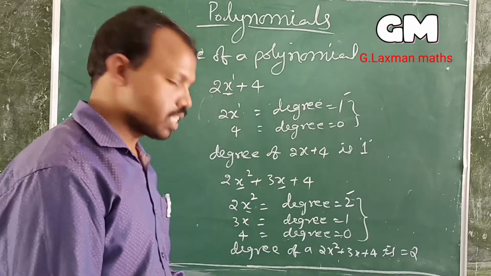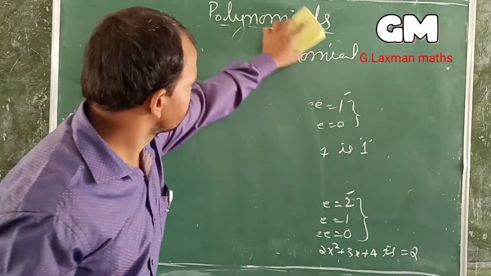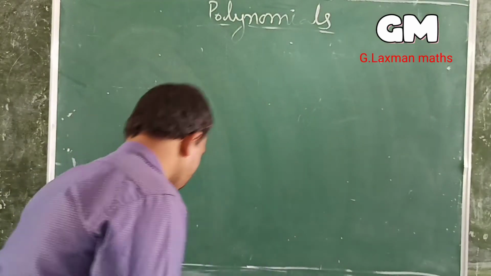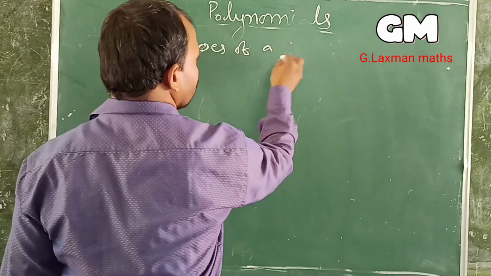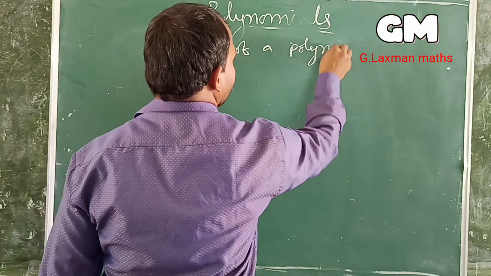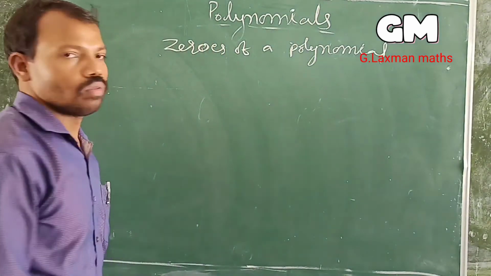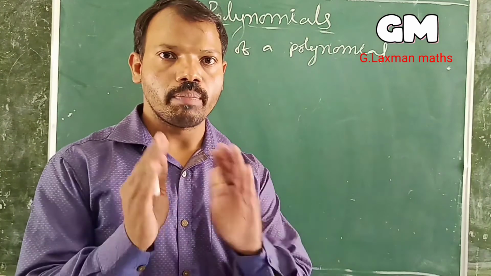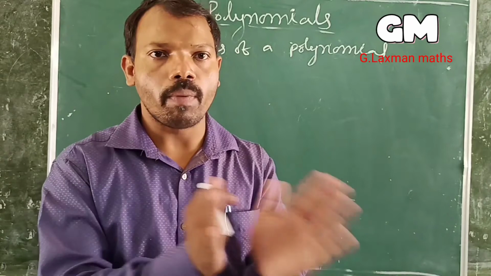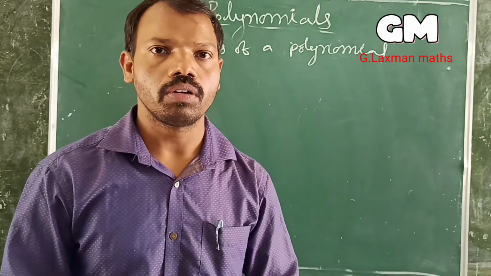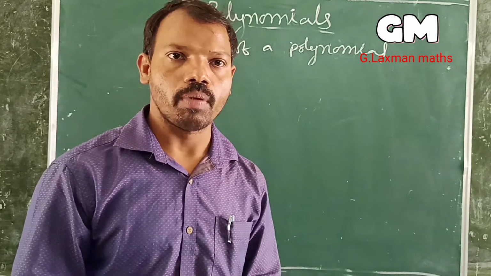Now we'll discuss the zeros of the polynomial. Zeros of a polynomial. So what is a zero? In place of the variable, if you take any constant value and the whole polynomial value is equal to 0, then that constant value, that number, is a zero of the polynomial.